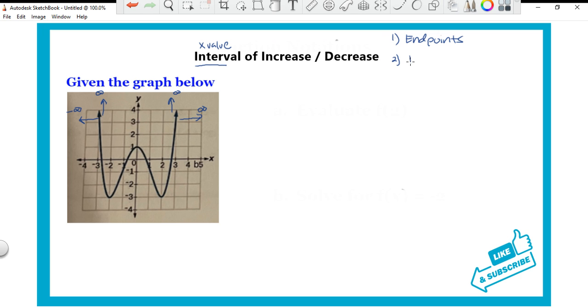Next are the local minimums and the local maximums. Why do we need them? We need them because they are the turning points. From here to here, see, it's going down all the way there. It stops going down at that point. This is a local minimum. Let's find the coordinates of that point. That's (-2, -3). This is also a minimum, so that's going to be (2, -3). And this one right here is a maximum, and that is (0, 1).